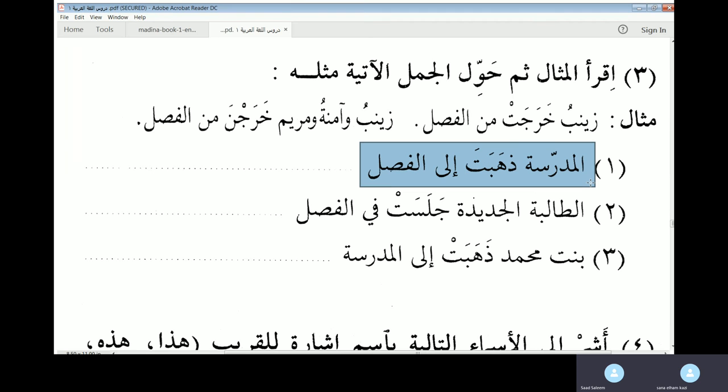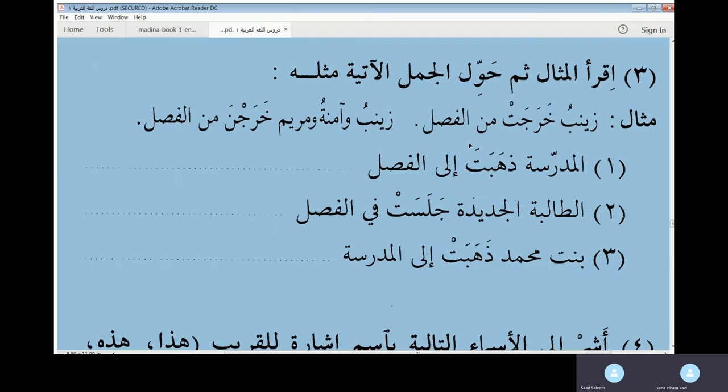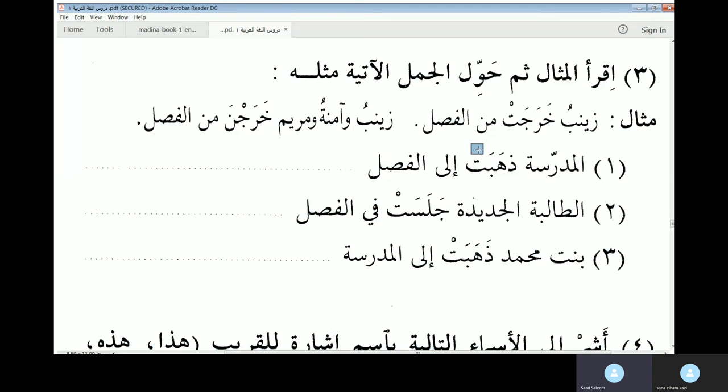Al-mudarrisatu zahabta ilal fasli. There's a mistake here. There's a sukun on... oh, sorry, there's a mistake on Ta. So zahabat. On Ta, there has to be sukun. Yes, on Ta we must have sukun. Zahabat.